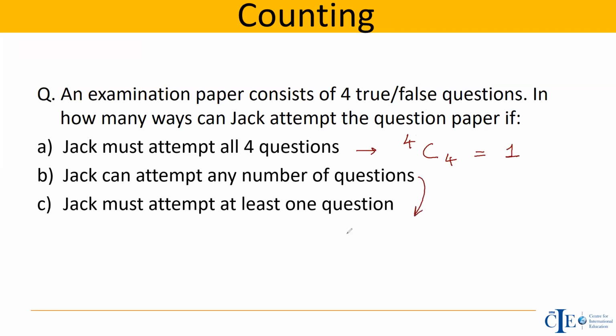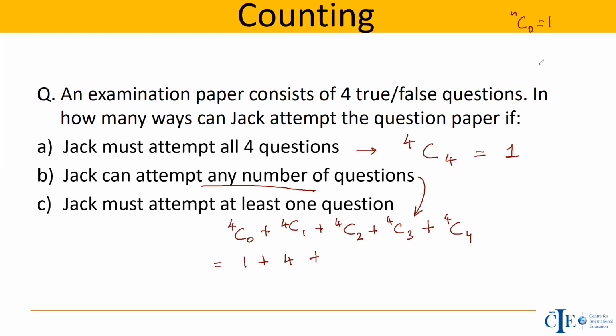Whereas if you look at the second question, it can have any number of questions. So he can attempt no questions, which is 4C0, or attempt 1, that's 4C1, or he can choose to attempt 2 or 3 or all 4 questions. Correct? So if he solves none, that's one way. 4C1 would be 4. 4C2 would be, now remember some shortcuts.